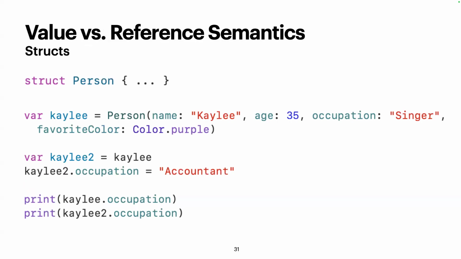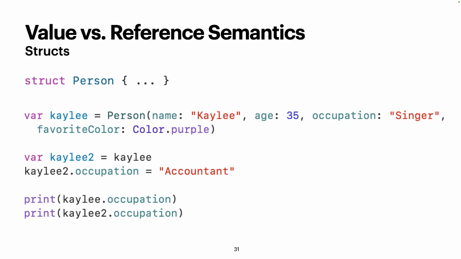So we have our struct Person here. We create a new person called Kaylee, right? And here we're assigning Kaylee to a new variable. And on this Kaylee2, this new variable, its occupation, we're assigning the value of account. So what happens when I print Kaylee.occupation and Kaylee2.occupation? What will happen? Can someone tell me?